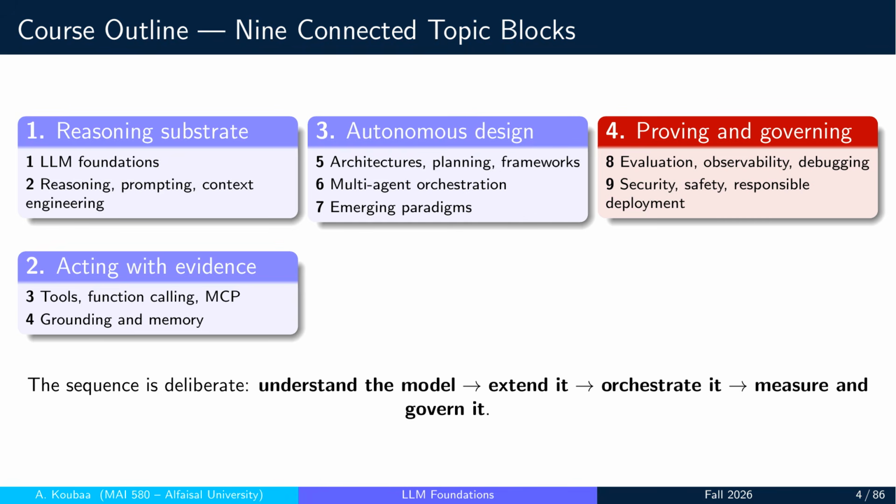Look at the 4 blocks. Block 1 is the reasoning substrate. Today's foundations, then reasoning, prompting, and context engineering. Block 2 is acting with evidence: tools, function calling, and the model context protocol, then grounding and memory. Block 3 is autonomous design: architectures and planning, multi-agent orchestration, and emerging paradigms. Block 4 is proving and governing: evaluation, observability, and debugging, then security, safety, and responsible deployment.